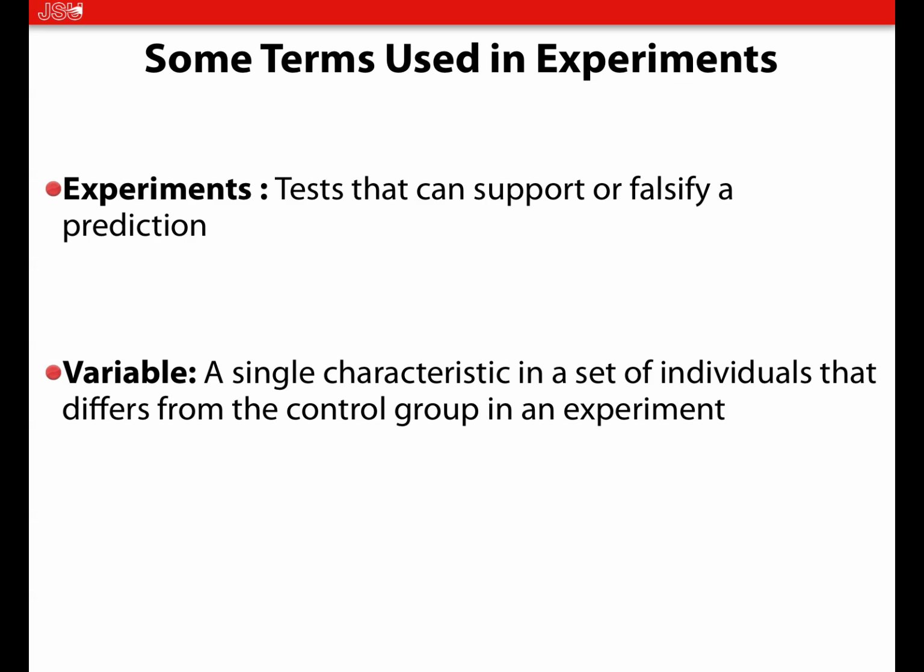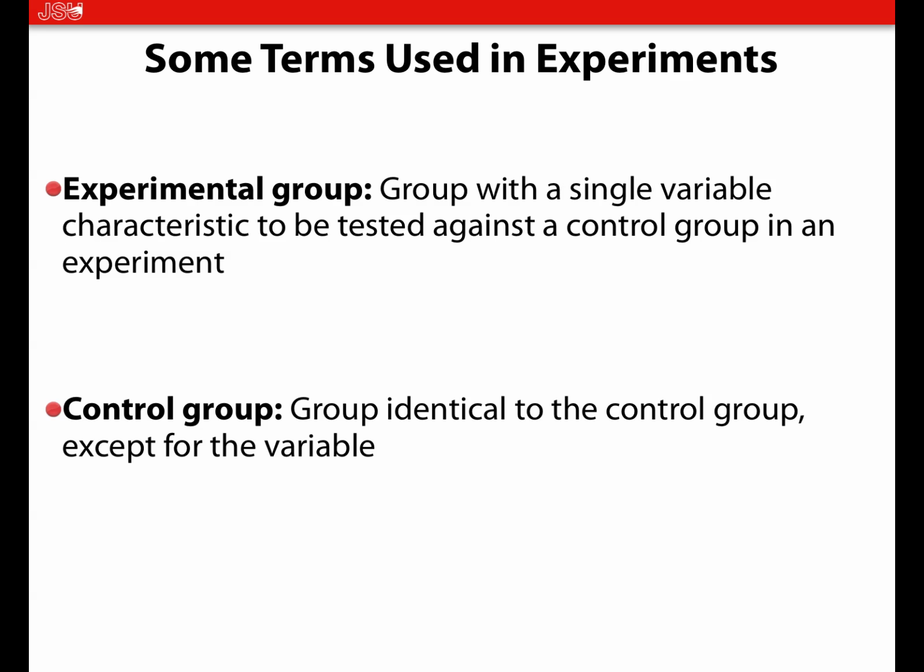An experiment, you should know, is a test that can support or falsify a prediction. A variable is a single characteristic that differs between the control group and the experimental group. Before I talk about that, let me just go to the next slide because we talk about control groups and experimental groups. And I'm going to bring that point right back one more time. So an experimental group is what you're testing. Well, let me say it this way. Let me step back here. Let me give you an example to make this point.